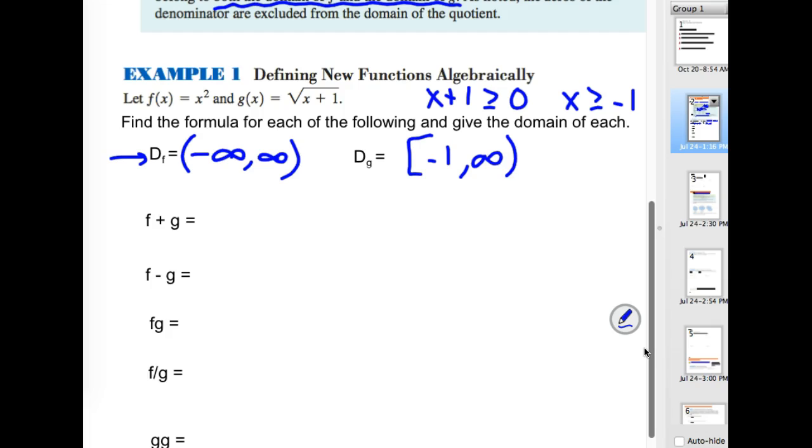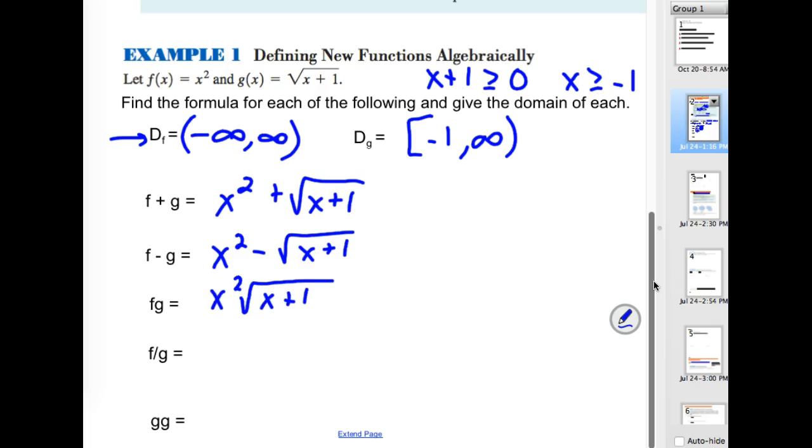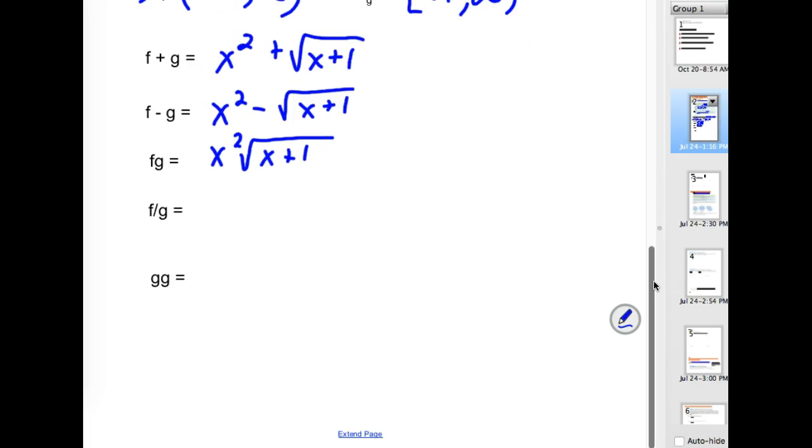All right, now we're going to look at adding, subtracting, multiplying, and dividing the two functions. We want to simplify as much as we can, but there will be some that we can't do a whole lot with. So f plus g says take our function f and add our function g to it. Okay? F minus g, we're just subtracting that g function. Okay? For f times g, we are taking x squared times the square root of x plus 1. And then for f divided by g, we are taking x squared. We're dividing by the function g, which is the square root of x plus 1.